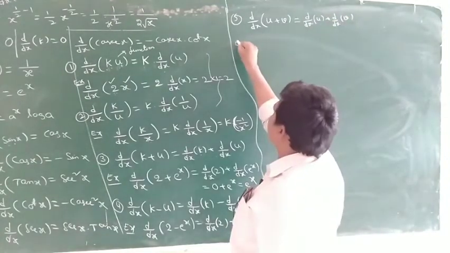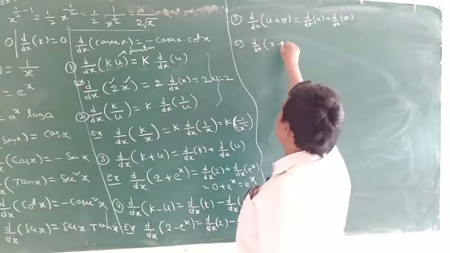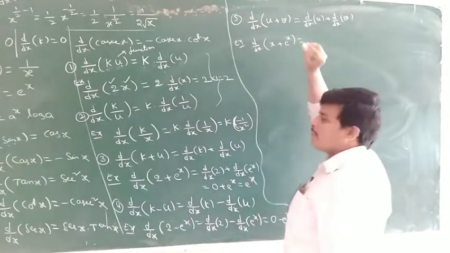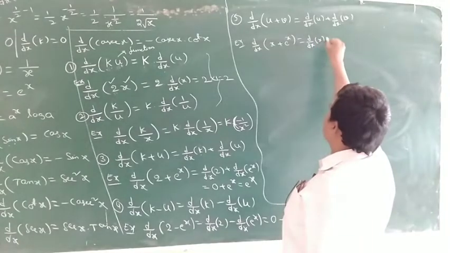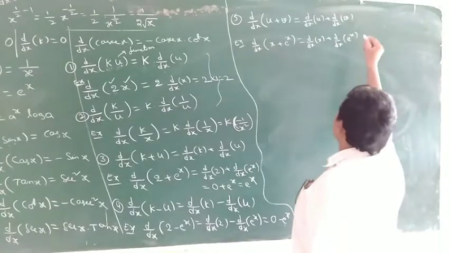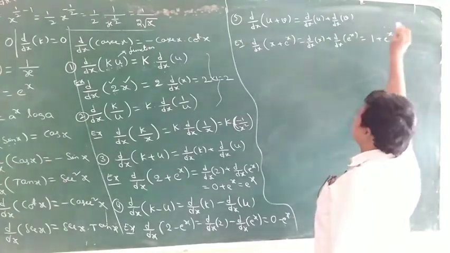One example: d by dx of x plus e power x. So d by dx of x plus d by dx of e power x. That is equal to 1 plus e power x.